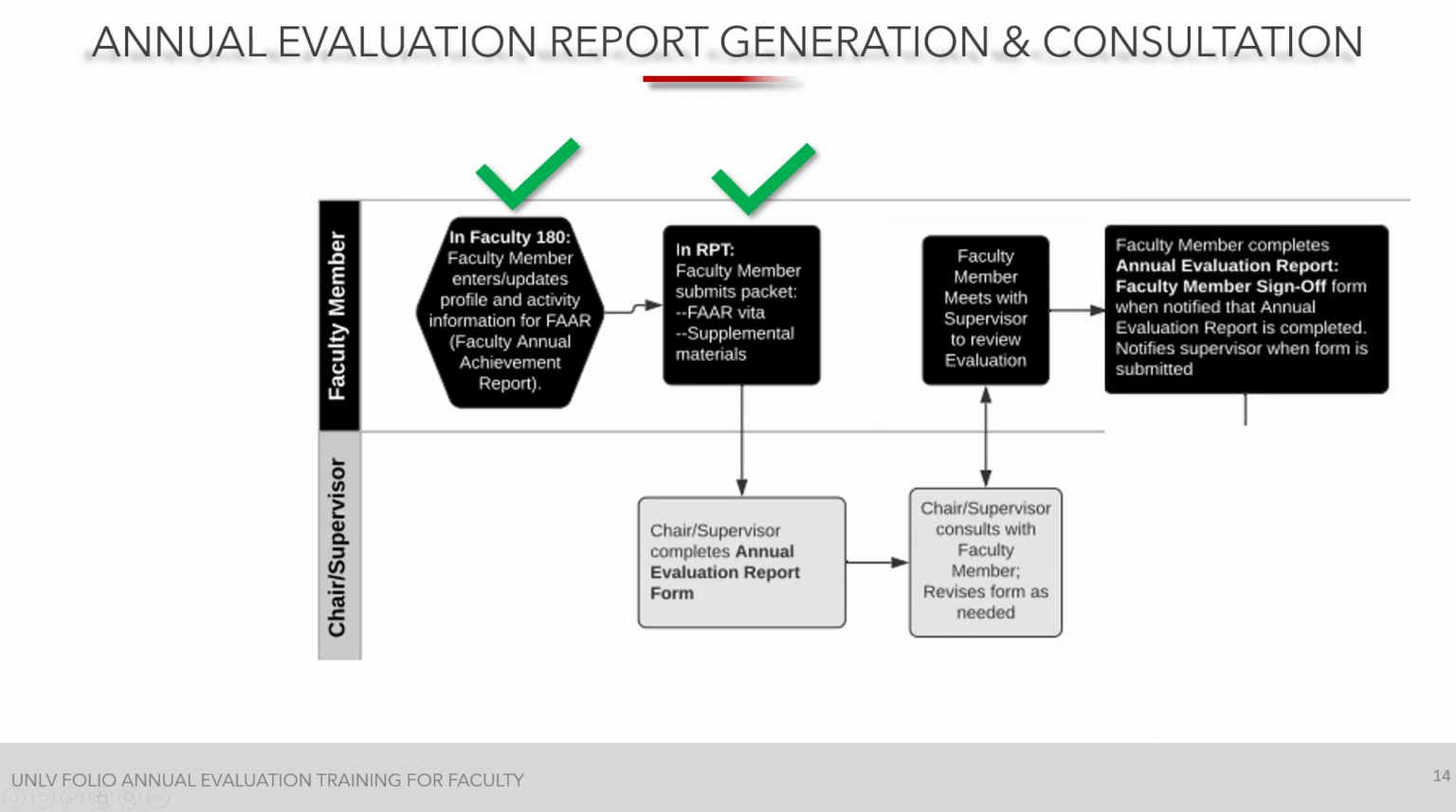What we will go over next is the faculty member's responsibility to complete the annual evaluation report, faculty member sign-off form, when they've been notified that the annual evaluation report is completed and ready for their review. Once the faculty member has completed the sign-off form, they'll want to inform their chair or supervisor that they've completed the required items so that the case can be sent forward to the next review step in the workflow.